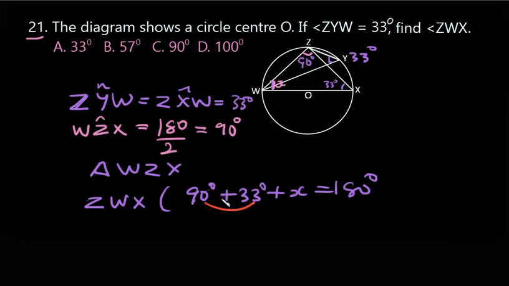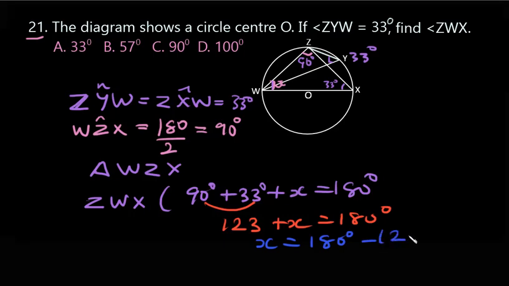So if we add this up, we have 123 plus x equals 180 degrees. If we subtract 123 from both sides of the equation, we are going to have x equal to 57 degrees. So the answer, option B, is the right answer.